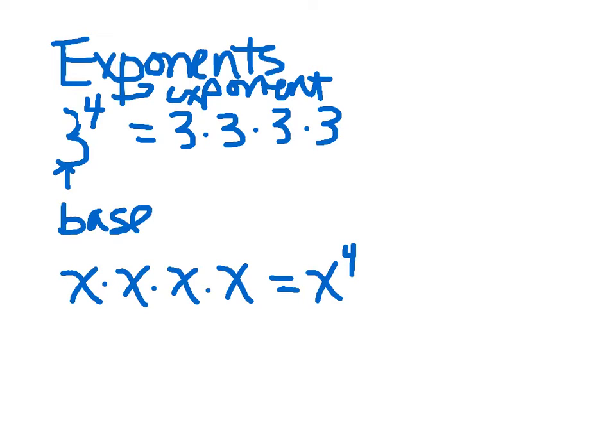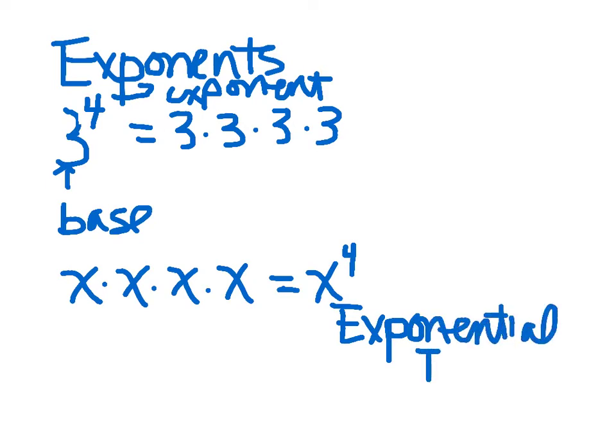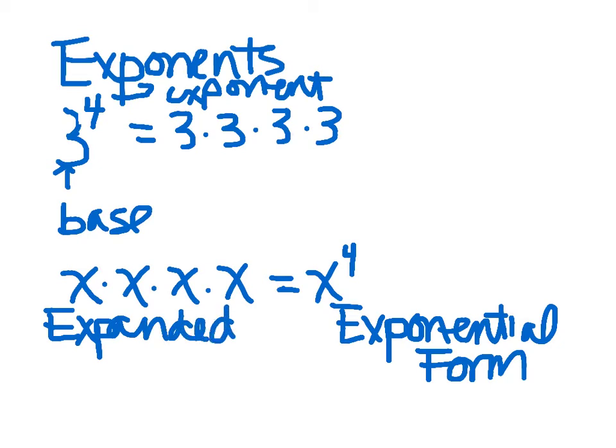This, when we use an exponent to write it, is called exponential form. And this is called expanded form, what Mr. Walsh used to like to refer to as opening the accordion. So really that's pretty straightforward. We want to make sure that you understand.